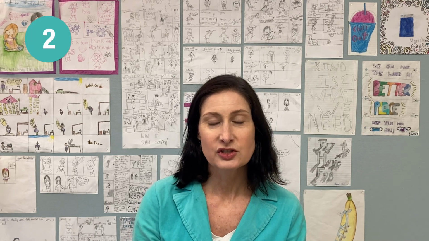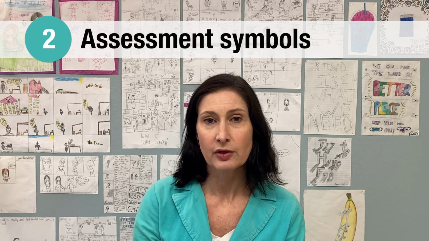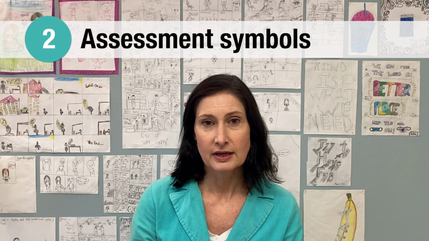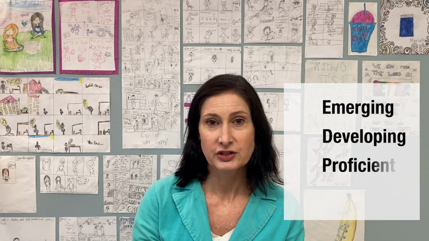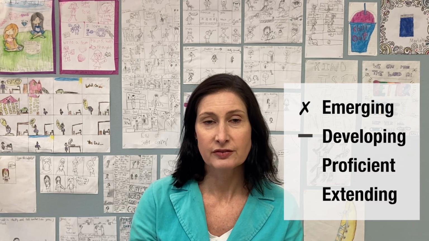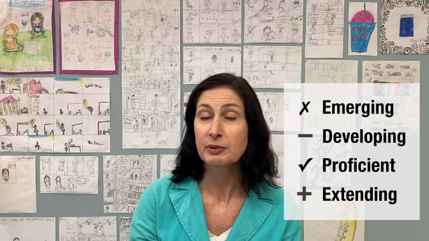My second strategy is to assign a symbol for my 4 categories of assessment. So in my district, it goes emerging, developing, proficient, and extending. And I do an X for emerging, a minus sign for developing, a check for proficient, and a plus for extending. Then when I'm marking on the fly, I can just use the symbols.